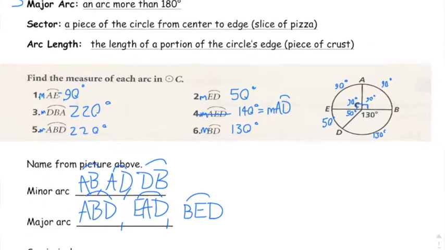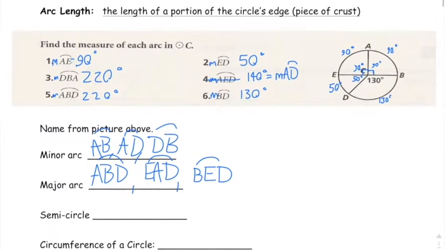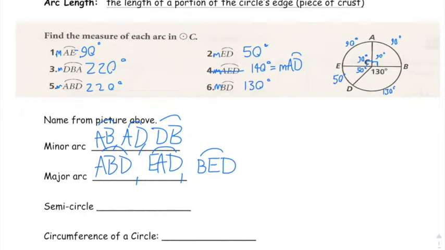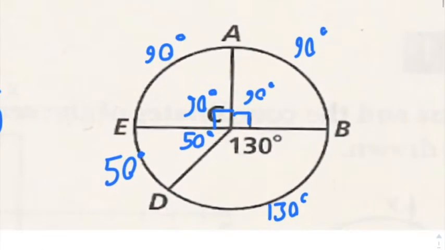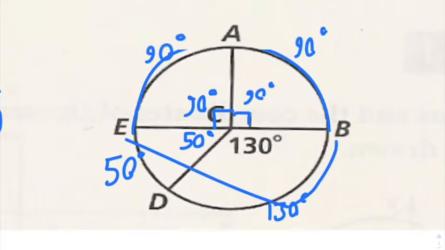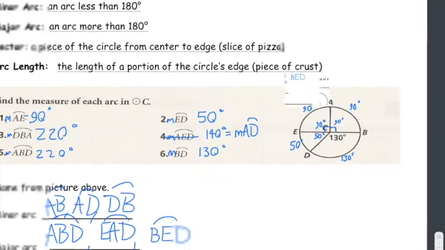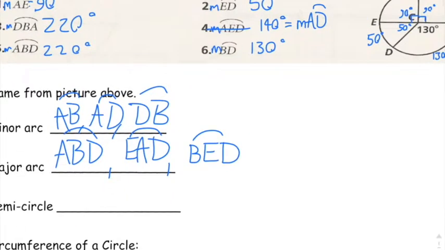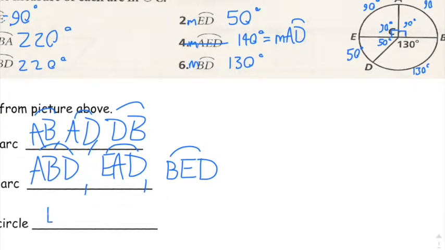Those are all major arcs. Now as far as semicircles go, a semicircle is just halfway around, so there are 2 different ways you can do the semicircle there. To figure out which one we're talking about, instead of just saying ED, because if I say ED, I don't know which direction you're telling me to go, I'm going to say a third letter as well. So EAD tells me the top portion, or you can go EDB.